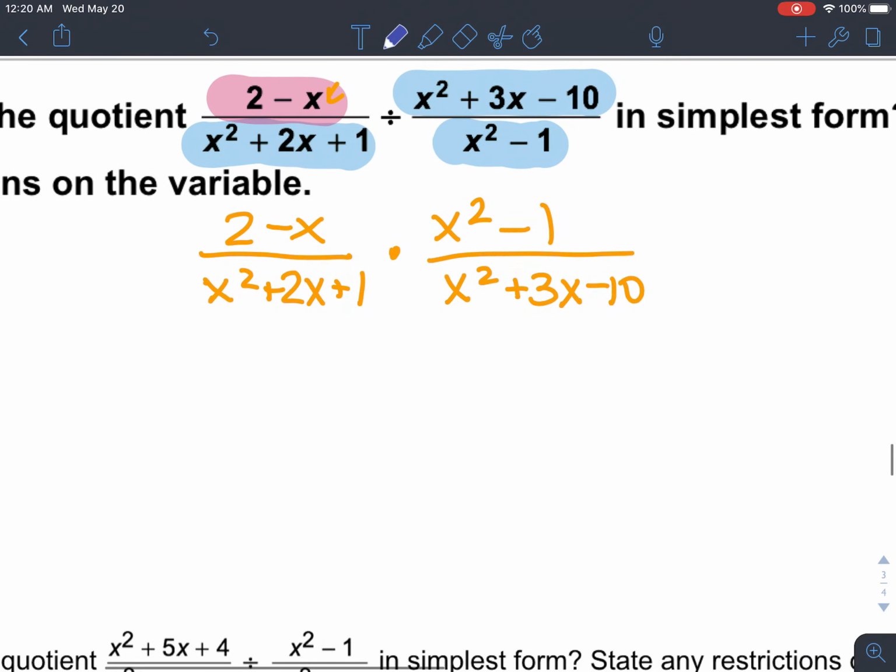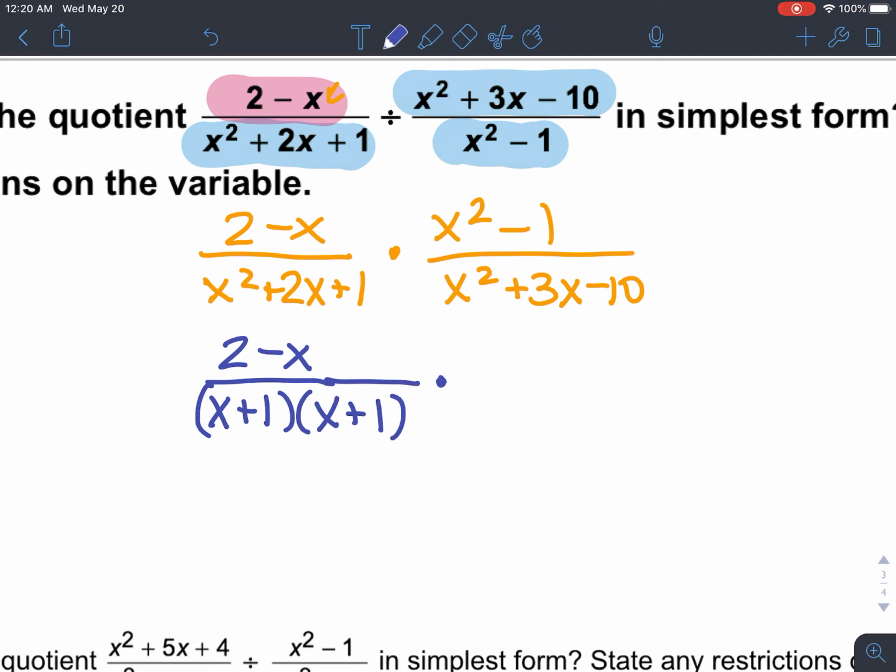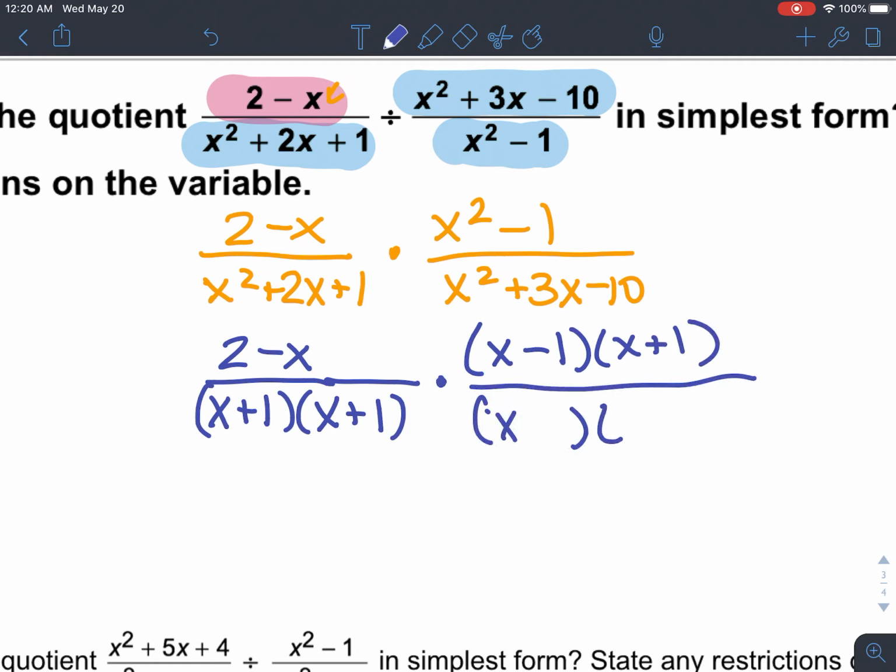Okay, so let's start by factoring. So the bottom of this first fraction will be x plus 1 times x plus 1. And the top of this one will be x minus 1, x plus 1. And then x plus 5, 2 minus x, and so on.